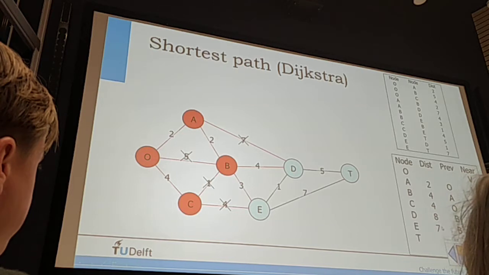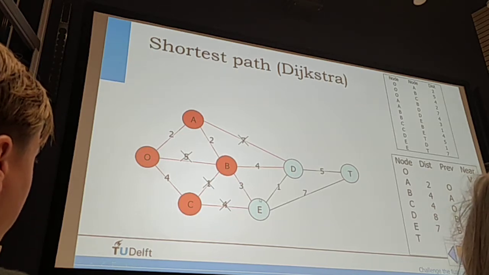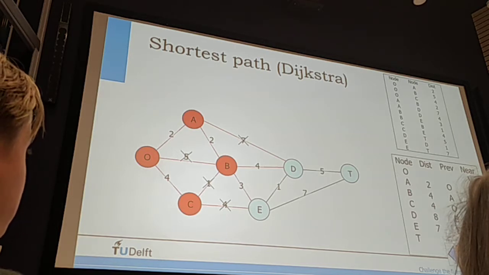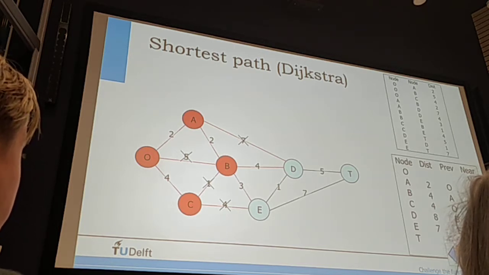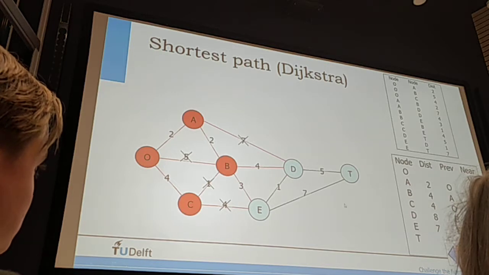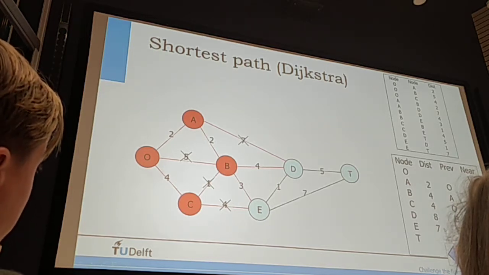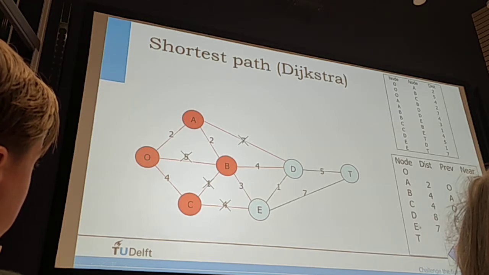And actually E is now 7 from B. So we also have a shorter path to E, so we replace that as well. Now, what is the next unsolved node? The unsolved connected nodes are D and E, 8 and 7. So E is the next unsolved node, so we move to E.